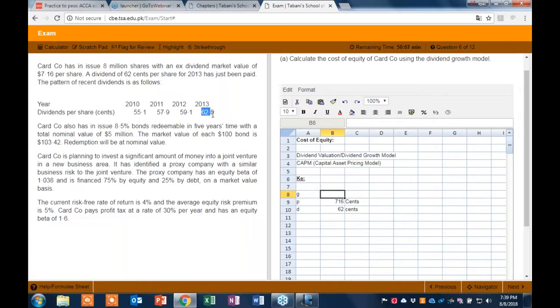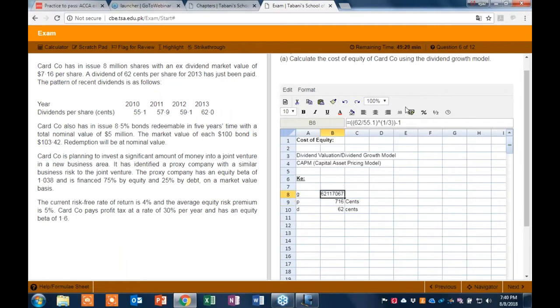The latest dividend in the question is 62 cents. So we'll always write the latest dividend as the numerator value, 62. We'll divide it by the earliest dividend, which is 55.1. Then we'll take power as 1 upon number of years, which was 3. And we'll close this by placing brackets around them. And then we'll just subtract 1 from this as per formula.